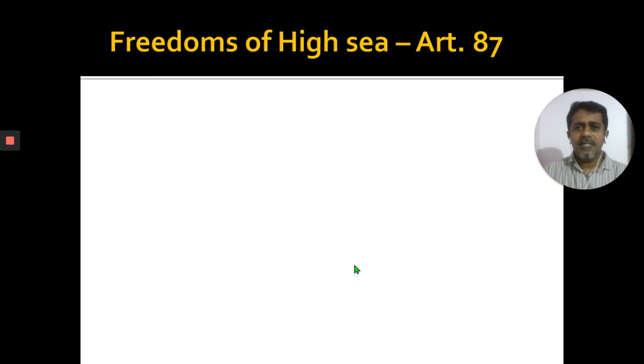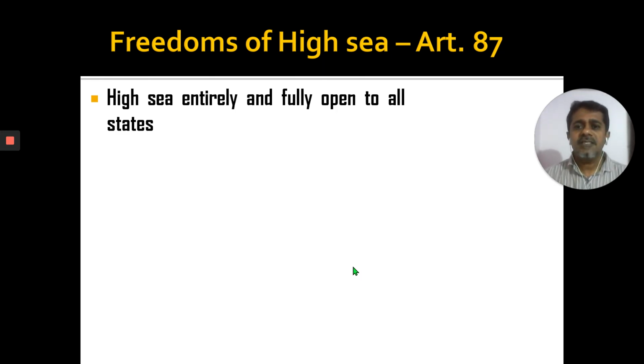Moving further, the freedoms on the high sea as provided under Article 87 of the United Nations Convention on the Law of the Sea of 1982. As per Article 87, there are a series of freedoms which all states are going to enjoy on the high sea. High seas are considered entirely and fully open to all states. Once a portion of sea is treated as high sea, then in its entirety, completely, it is open to all states.